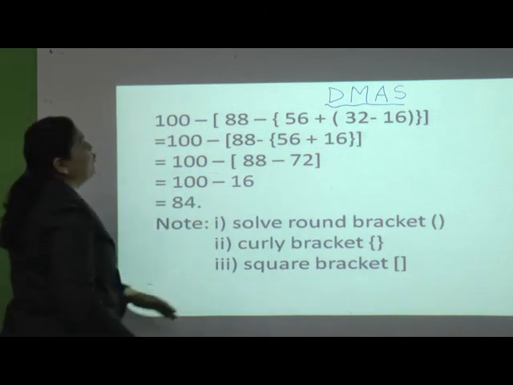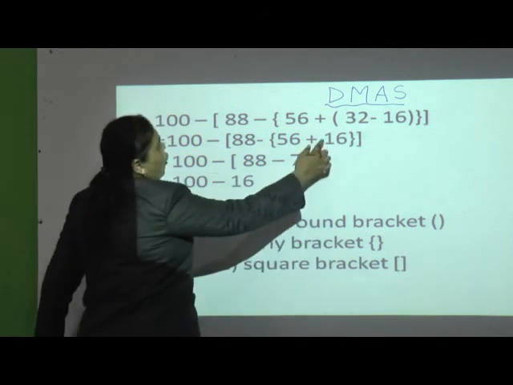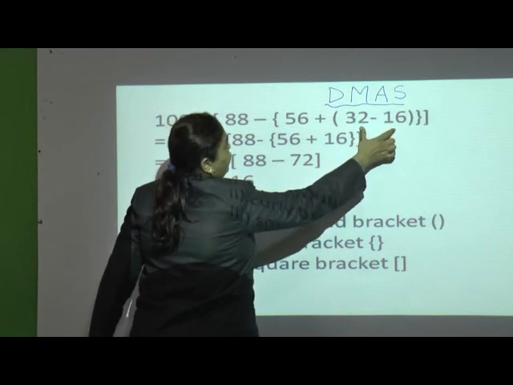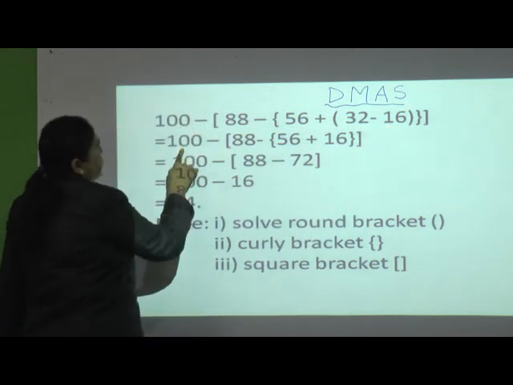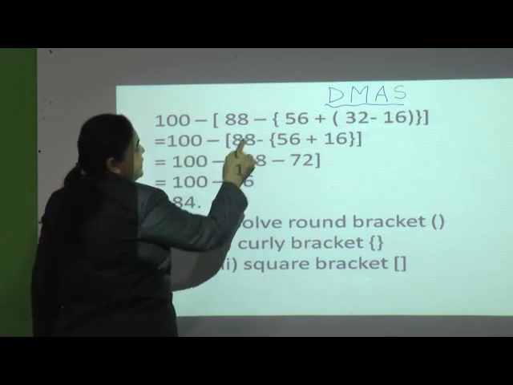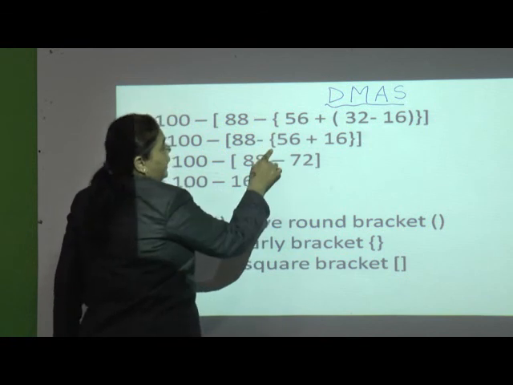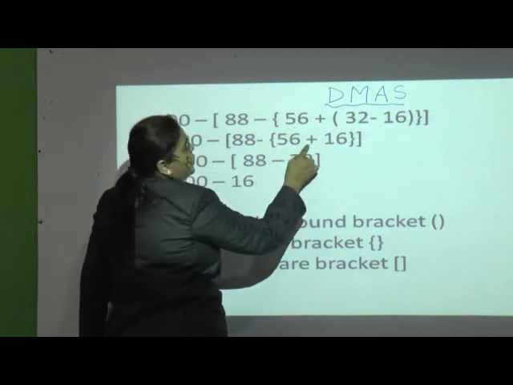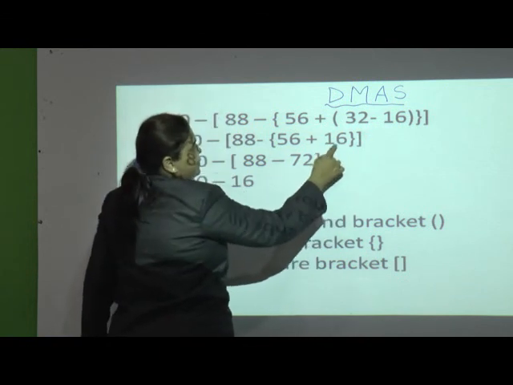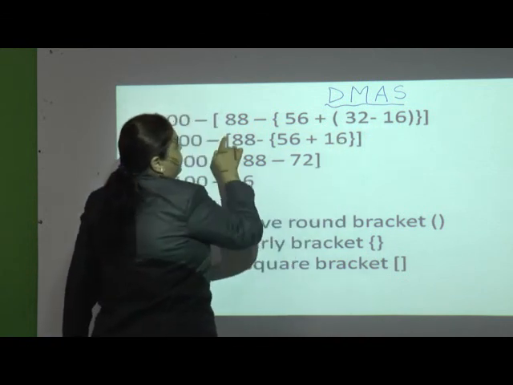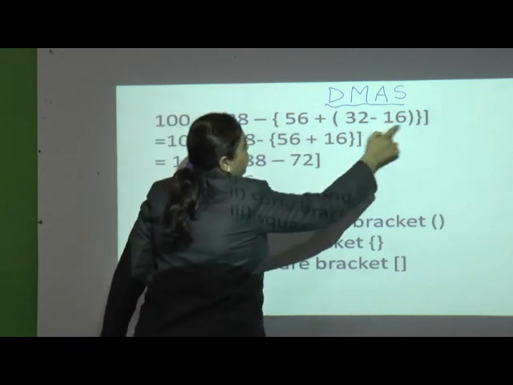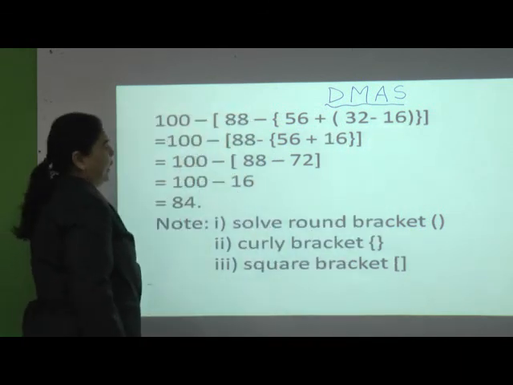So now we have to find out step by step. Already I told, when it is given as the round bracket, we have to solve it first. So we will write the step as it is, 100 minus 88 as it is, minus curly bracket, we will write 56 plus 32 minus 16 is 16. So again I had completed both the brackets, that is curly bracket and square bracket. Already I had solved the round bracket.